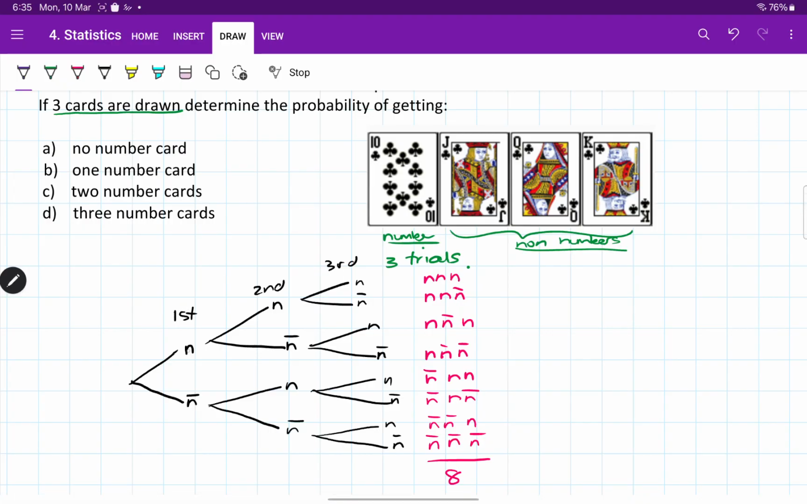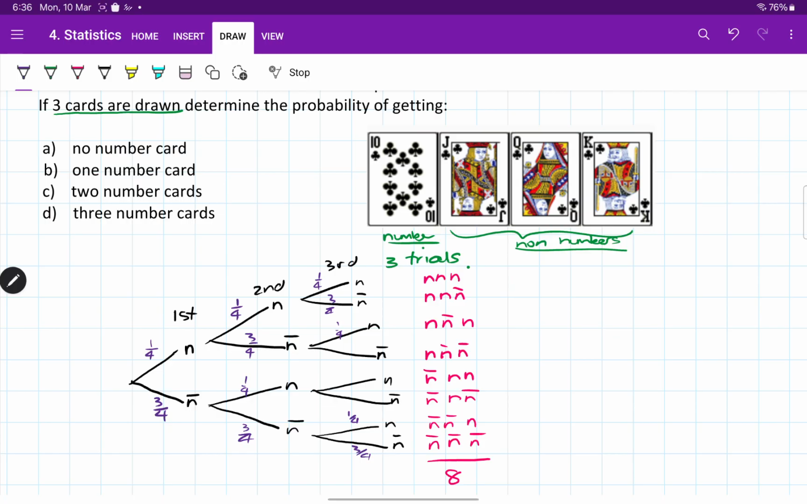Okay, so probability of getting a number first is 1 out of 4. Not a number is 3 out of 4. Once again, 1 out of 4. This is where the probabilities are the same, 1/4 here, 1/4 there, because we're replacing the cards. 3/4, 1/4, 3/4, and so on. And I'll just put over here 1/4, 3/4. Okay, I haven't finished filling those in, but that's okay.